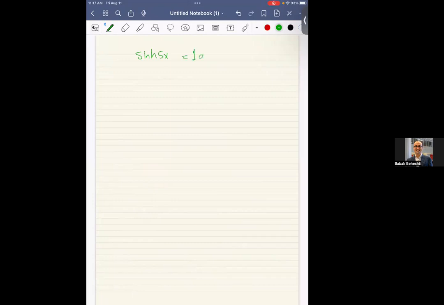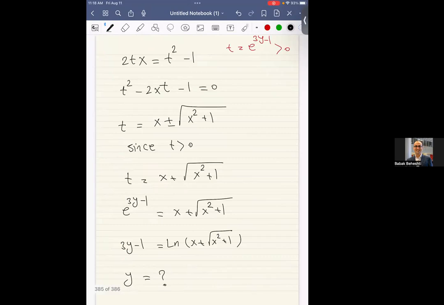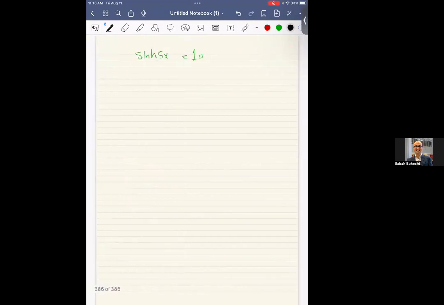I could also use the formula for the inverse, but I don't want you to memorize that formula. The formula is basically ln of x plus the square root of x squared plus 1, but that's the inverse of sine hyperbolic. But you don't have to memorize it. You just do the process.